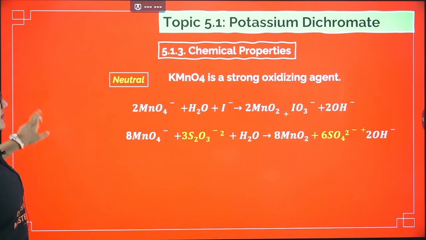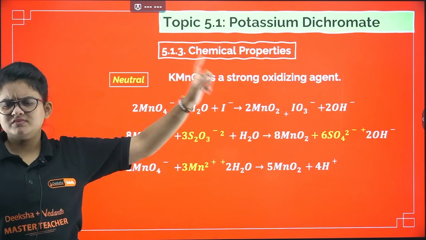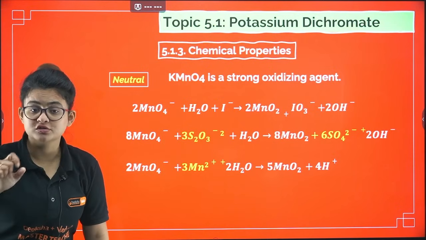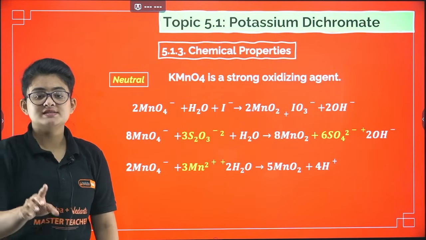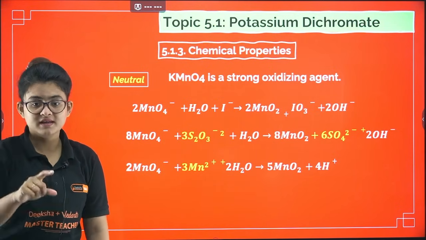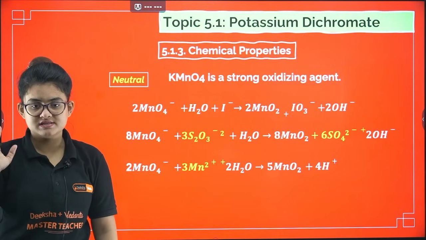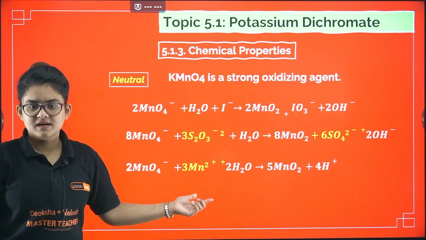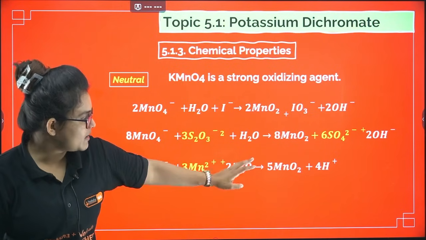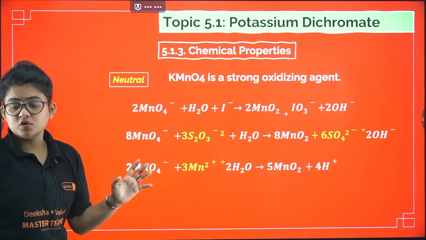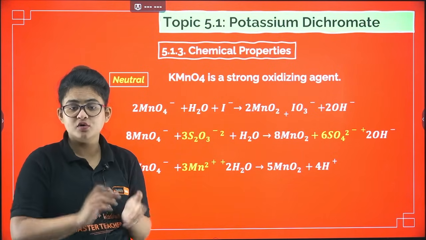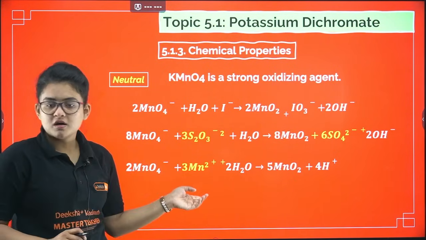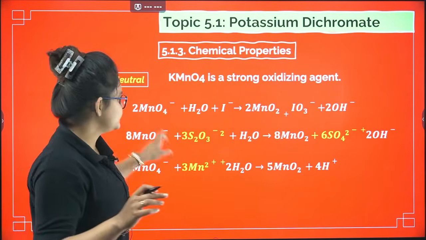In neutral media, the reaction with iodine is something very important to remember. In neutral media, it changes I- to IO3-. In acidic media, it was I- to I2. Here, I- to IO3-. Okay, S2O3 2- to SO4 2-, Mn2+ to MnO2. So few more, most important thing that you have to remember: the change in iodine, change in nitrate, change in oxalate. Okay, these are the most important.